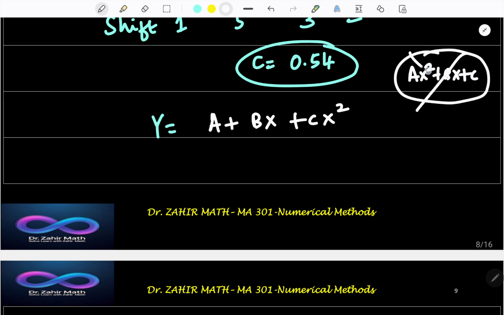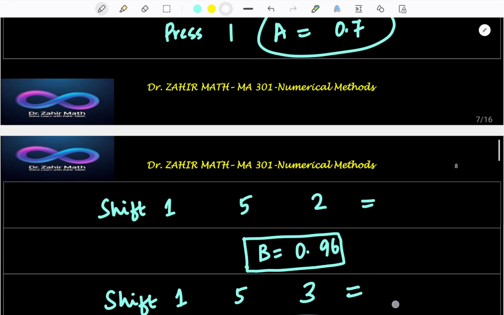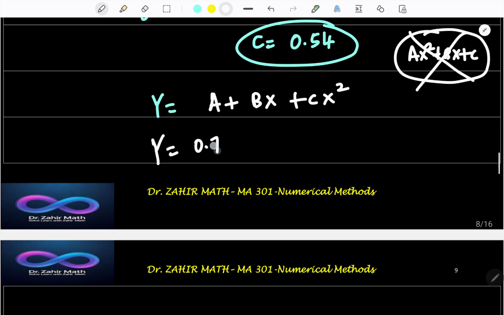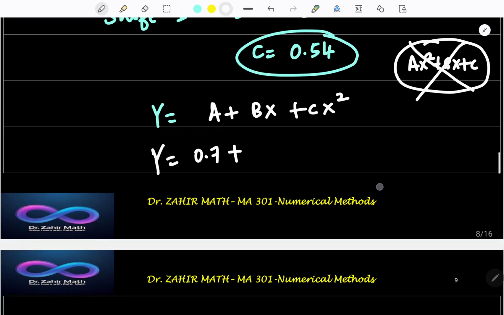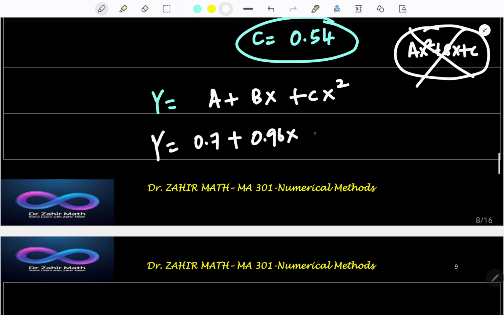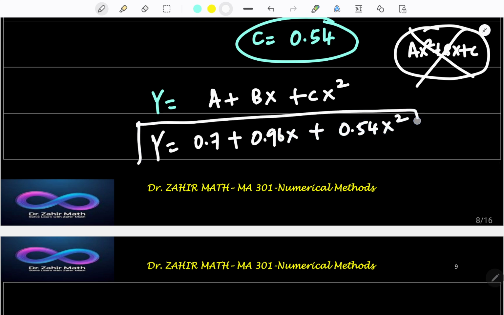Don't use this model, because the calculator model is this one. So Y equals, if you write like this, carefully take your ABC values. A is your 0.7, B is your 0.96x, and C is your 0.54x square. So this is your quadratic polynomial.